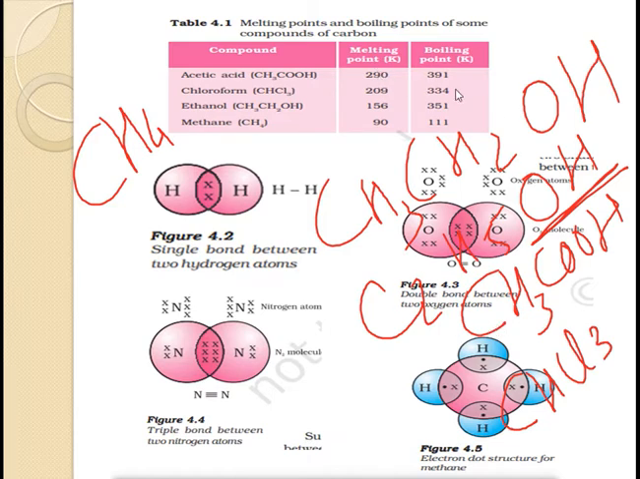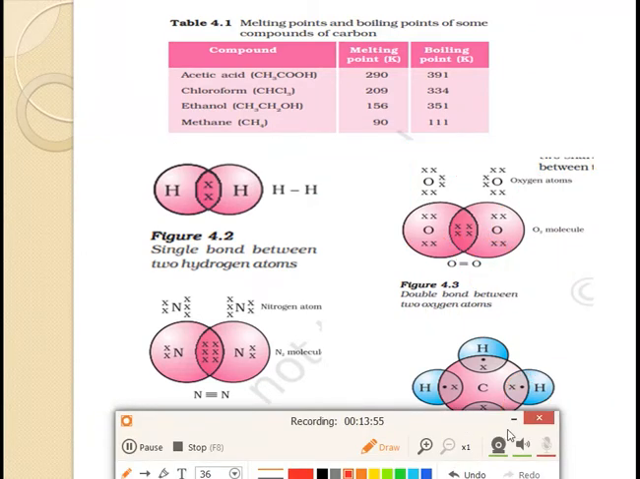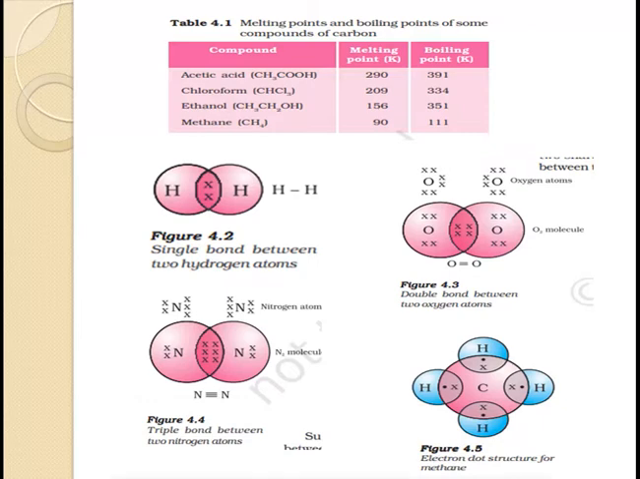The melting and boiling points are also given over there. See, for example, for acetic acid, its melting point is 290. Among the 4 compounds which are given over there, acetic acid has the highest melting point as well as boiling point. But methane has only 1 carbon atom, and its melting point is also less, that is 90, and its boiling point is also less, that is 111. So learn the formulas of these compounds.